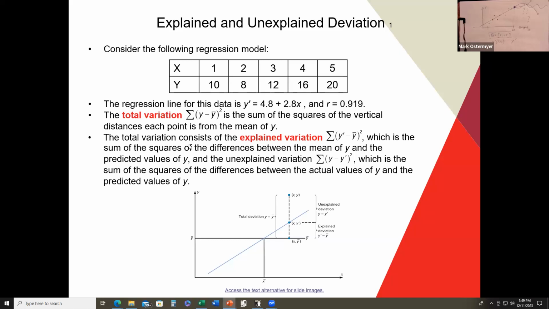Now, the total variation consists of something called explained variation and also unexplained variation. The explained variation is going to be the sum of the squared differences between the predicted y values from our best fit linear regression line and the average of the y values, y bar. That's called the explained variation here, because that variation is explained by a regression equation that we actually modeled from the ordered pair data.